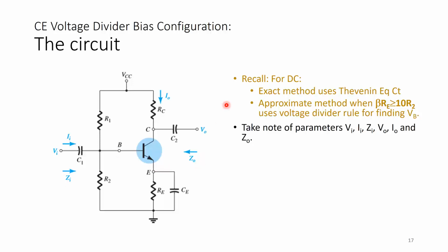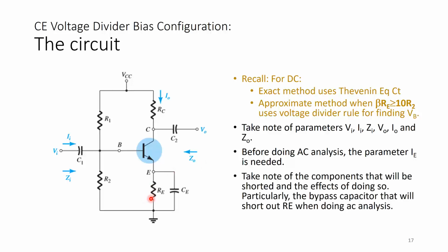Also take note of the two-port network parameters: I in, V in, Z in, I out, V out, and Z out. Before doing AC analysis, the parameter IE is needed, and we should also take note of the components that will be shorted and the effects of doing so. Particularly in our situation here, because there is a capacitor, RE will be shorted out and will not appear in our AC analysis.